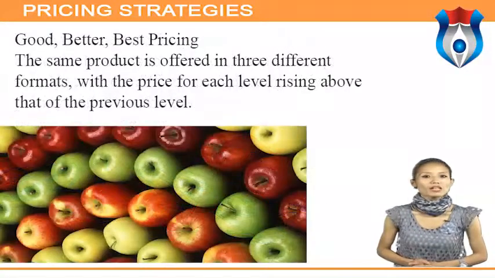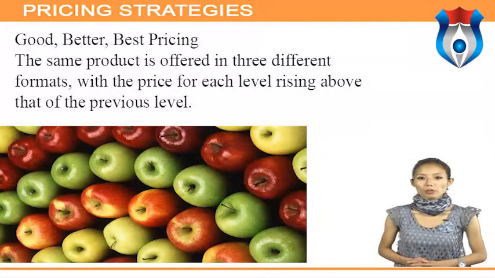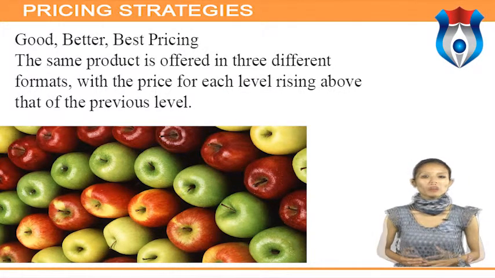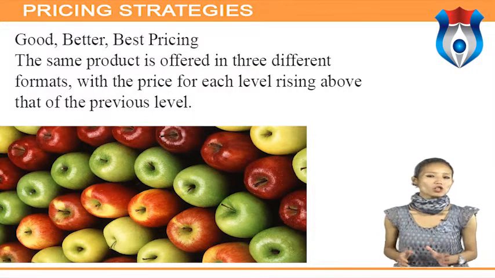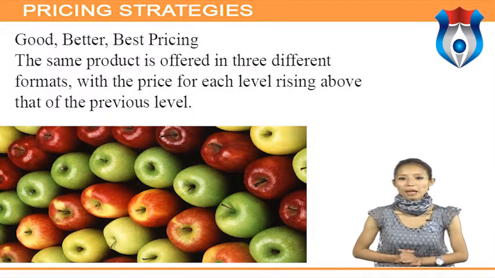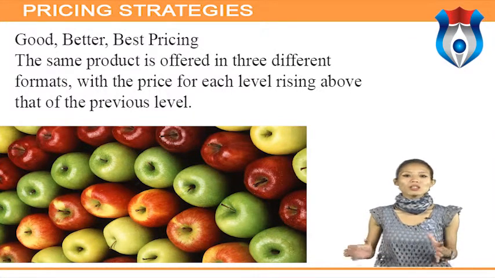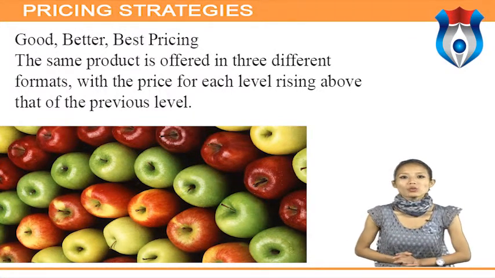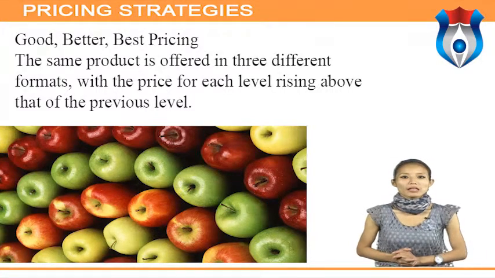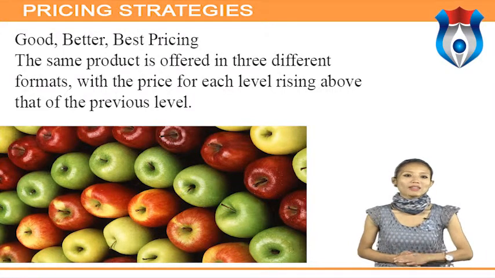The same product is offered in 3 different formats, with the price for each level rising above that of the previous level. For example, the manager of a farm market that sells fresh apples may place some portion of apples available for sale in a large container through which the customers have to sort to choose the apples they wish to purchase. These apples would be priced at the good price.